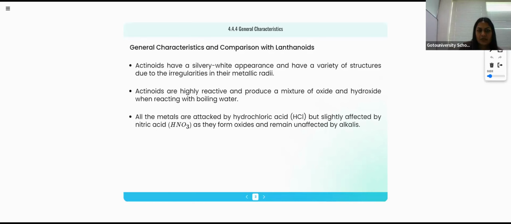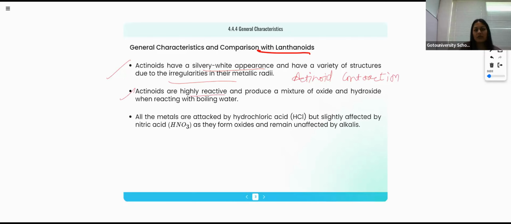General characteristics and comparison with lanthanoids. Here we have compared the characteristics of actinoids and lanthanoids. Actinides also have a silvery white appearance, and they have structures that are irregular in their metallic radii. Why do they have irregular structure? Due to the actinoid contraction that we observed based on the atomic and ionic radii, or the atomic sizes of the actinoids. Now, actinides are highly reactive.